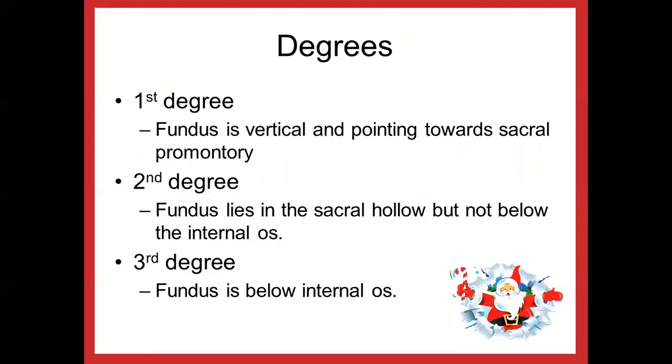There are 3 degrees for the retroversion or the retro displacement: first degree, second degree and third degree. So what is first degree? When the fundus is in vertical part and the fundus is pointing towards the sacral promontory. So what is sacral promontory? It is the first vertebra of the sacrum. The fundus is bending backwards and it will be pointing towards the sacral promontory. That is known as first degree retroversion.